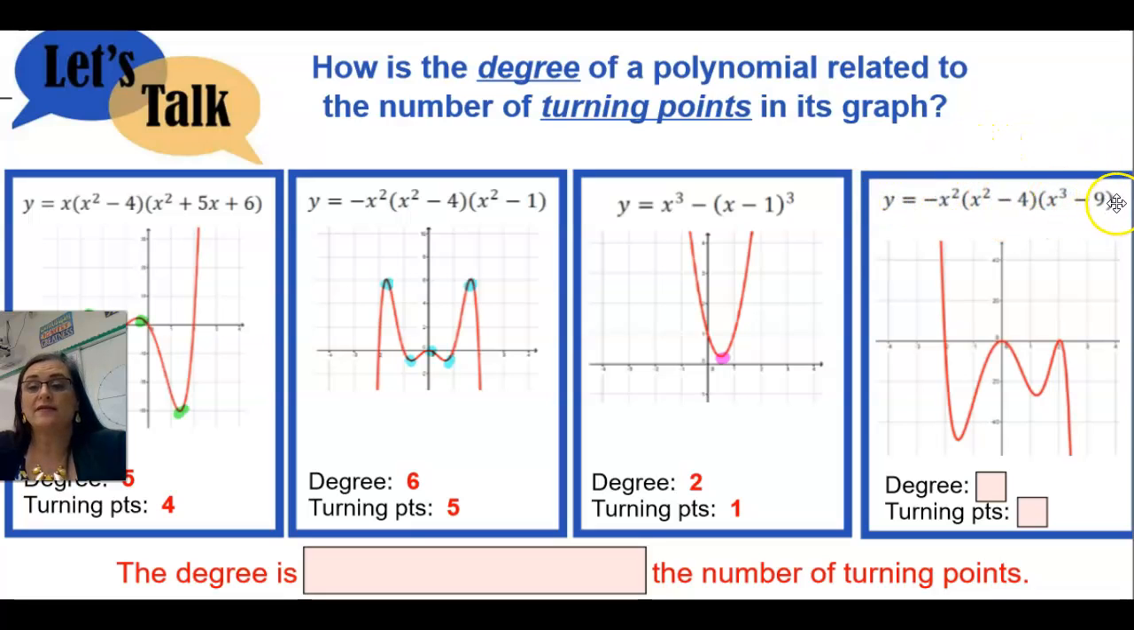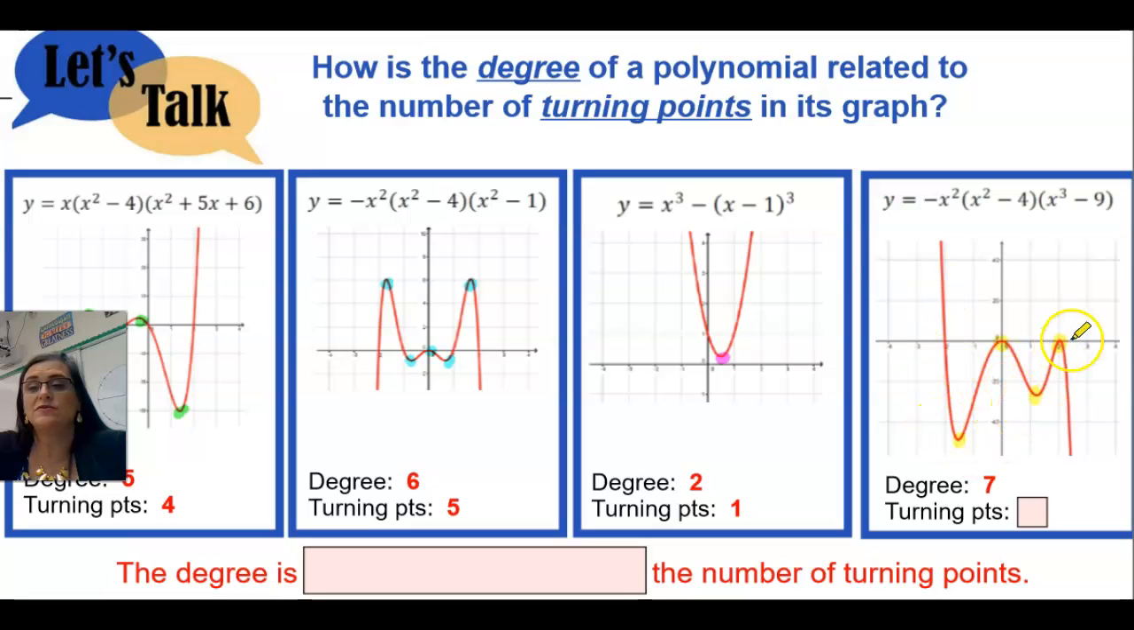So to find the degree of the whole polynomial, we're going to add the degree of each factor. So 2 plus 2 is 4, plus 3 is 7. So this is a degree 7 polynomial. And then I'm going to count my turning points. So here's a relative min, a relative max, another min, another max.